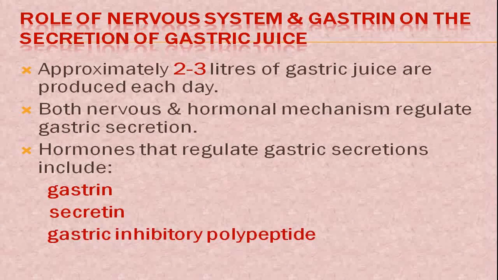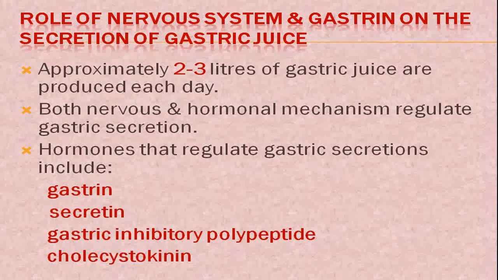Secretin, gastric inhibitory polypeptide, and cholecystokinin. All these three are secreted by the small intestine. When food from the stomach enters into the small intestine, into the duodenum, these three hormones are secreted. Then they regulate the secretion of the gastric juice from the gastric gland.